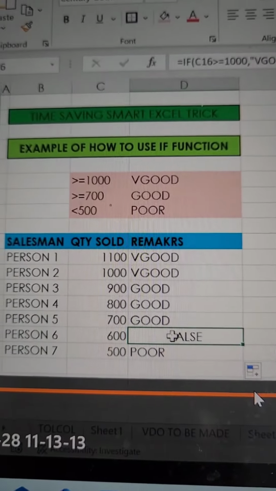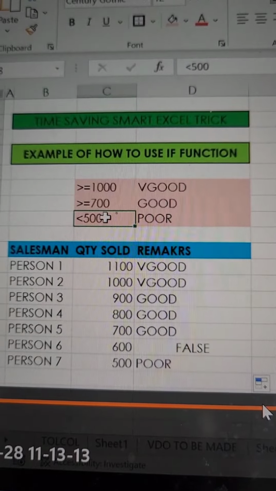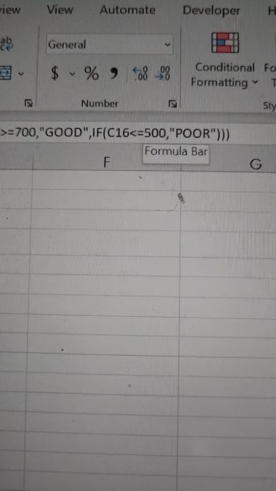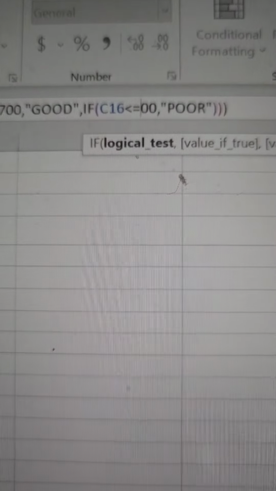Now why is it false? Because we are saying in the formula as 500. See here. Okay. So if we are capturing it here as a 600, it will get changed.